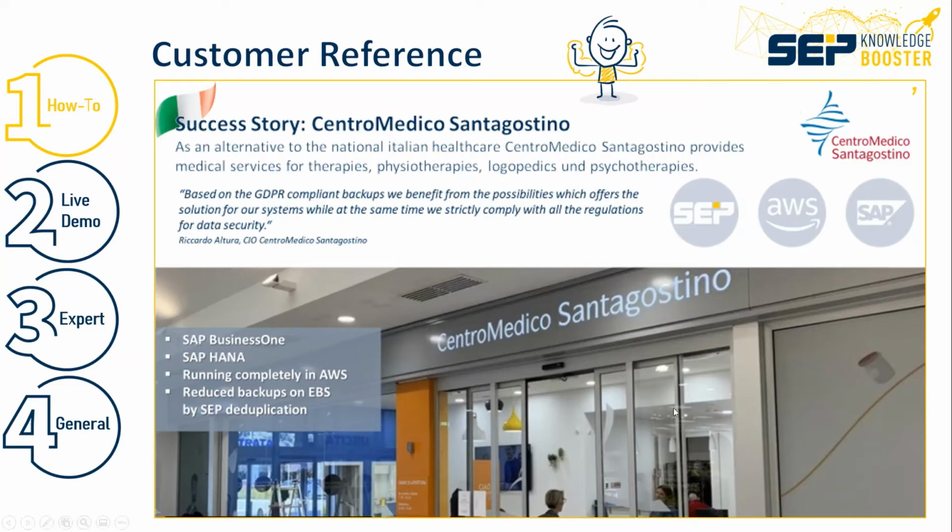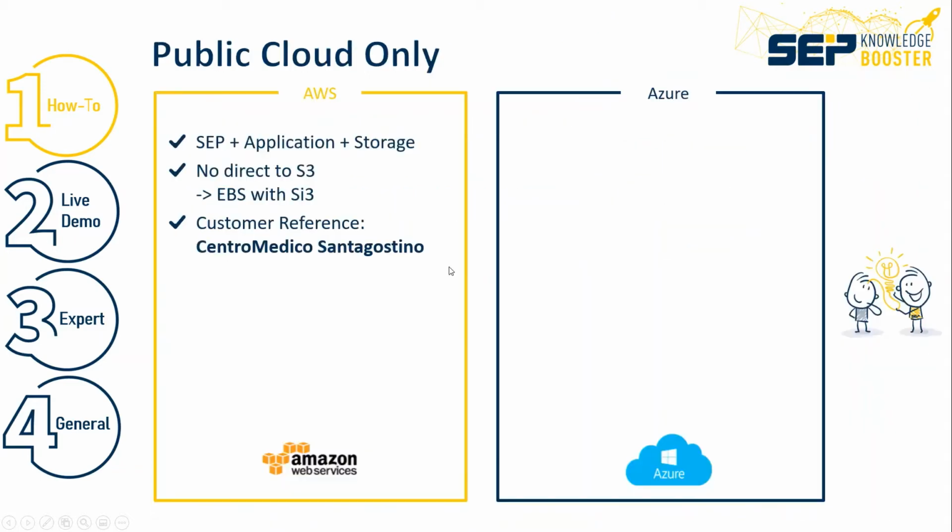and have some examination or whatever, and they have all their data in AWS, running HANA in AWS, running the backup server in AWS, and have an SI3 data store on EBS. So this is a very valuable concept. It works. It has proved in several customer references.